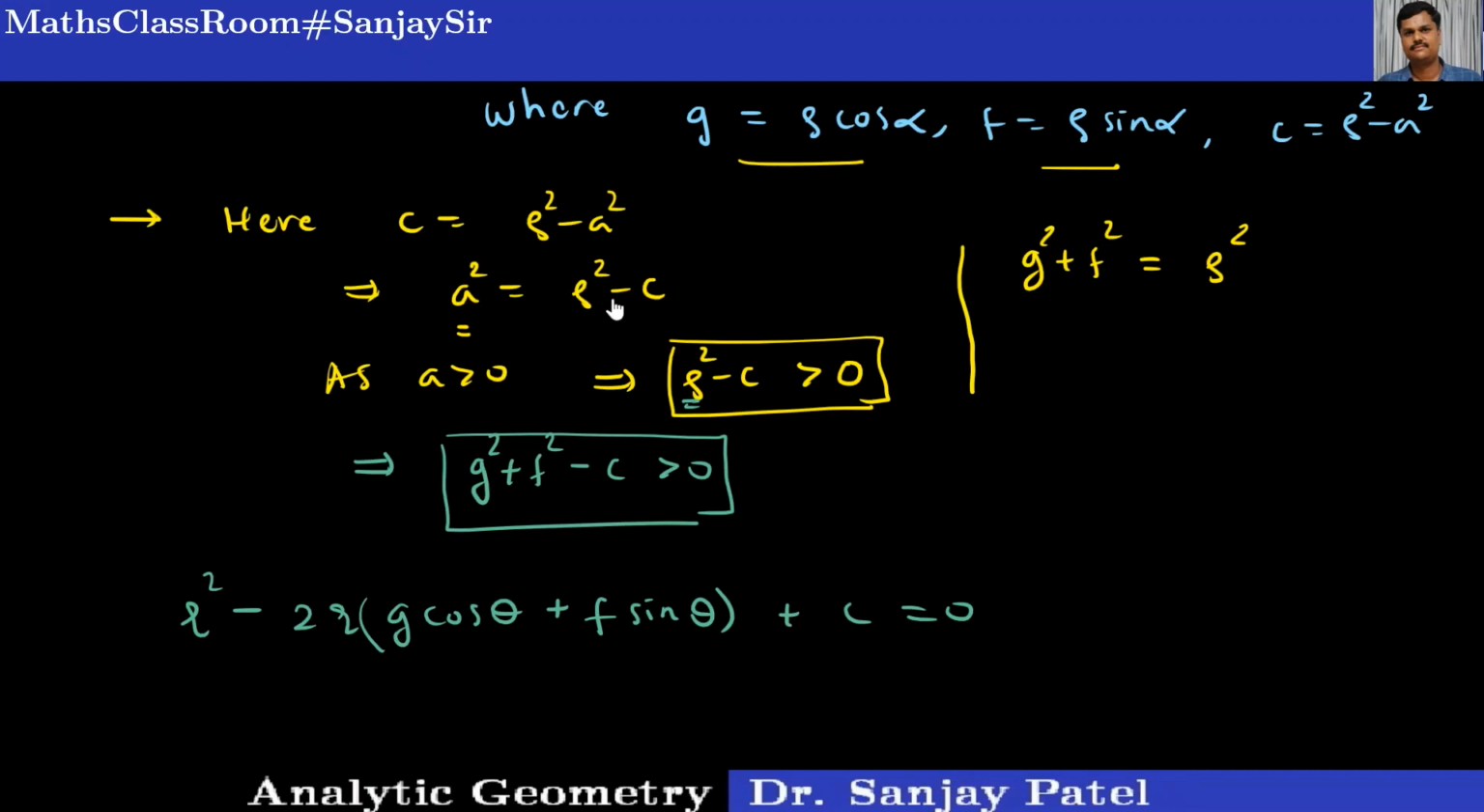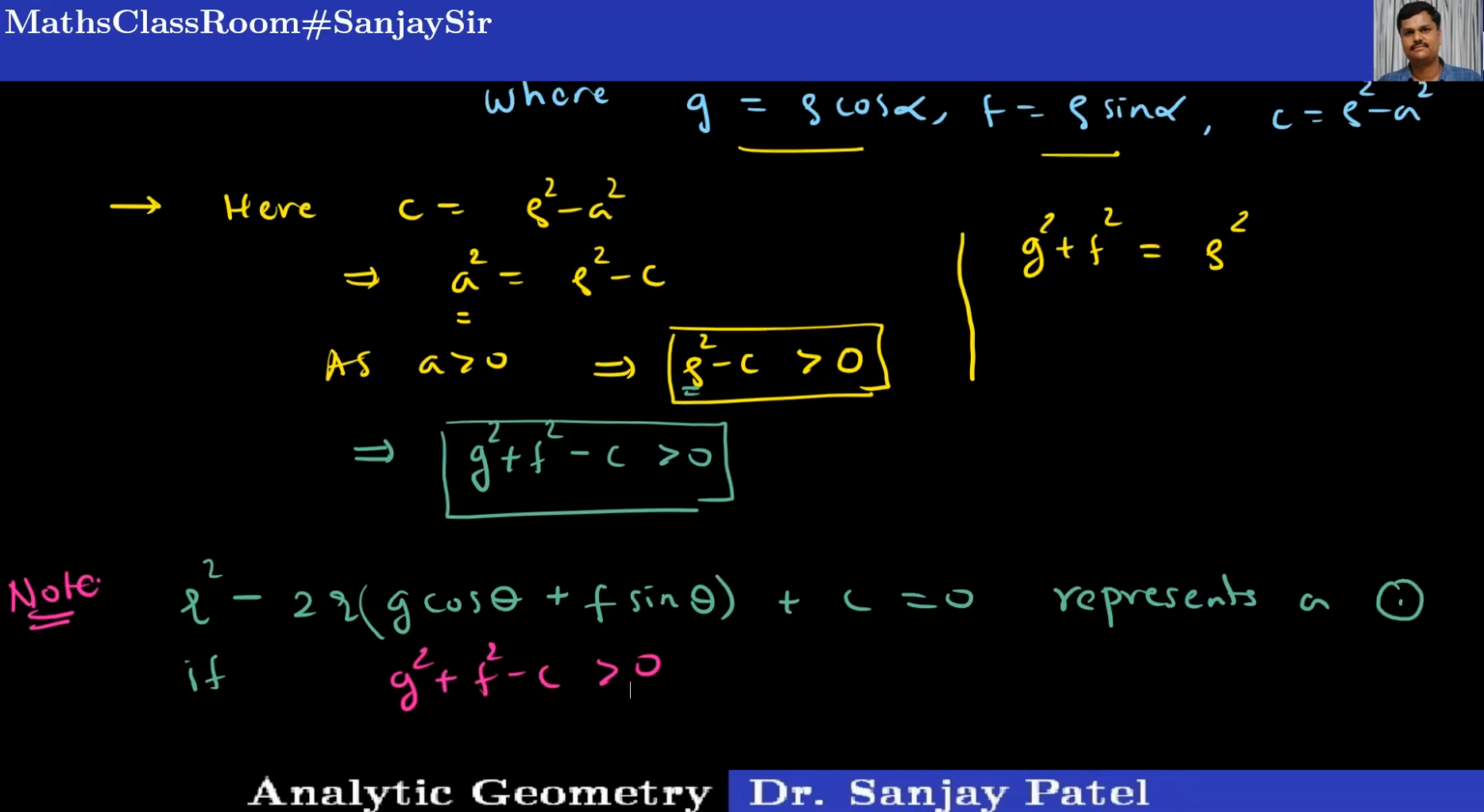So let me write down that thing as our important remark. So what I am writing here is the equation, let me write like this. This equation represents a circle. It represents a circle if the condition g square plus f square minus c is positive. This condition must be satisfied.